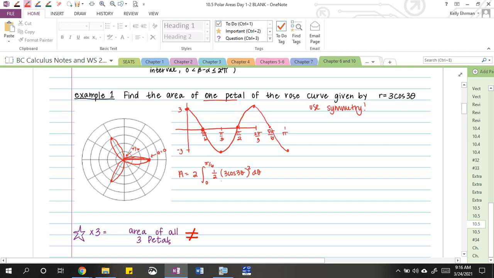Now you can work on this. Pull this 1/2 out so the 2 really isn't there. Go ahead and square. You get 9 cosine squared of 3 theta d theta. The 9 can get pulled out in front.